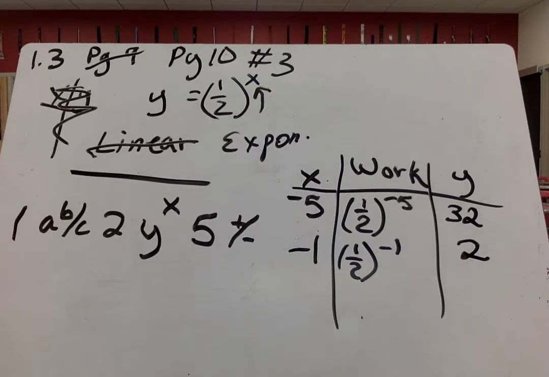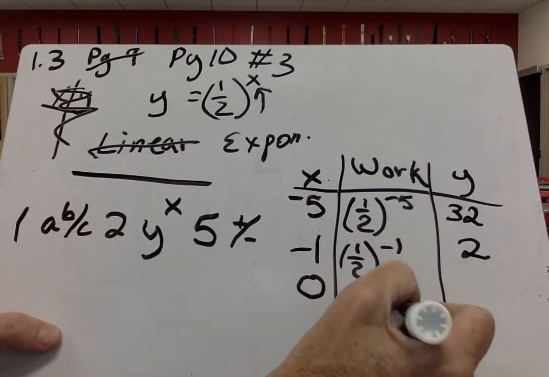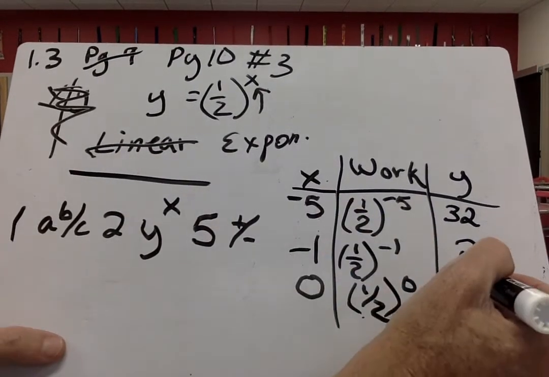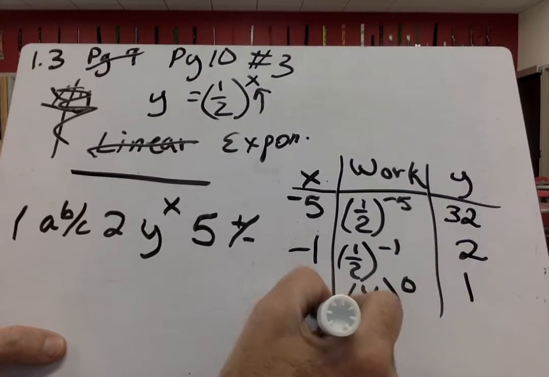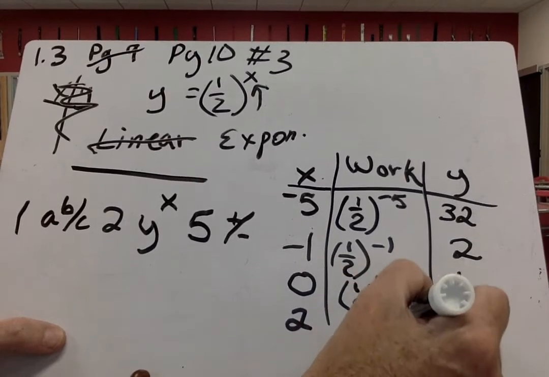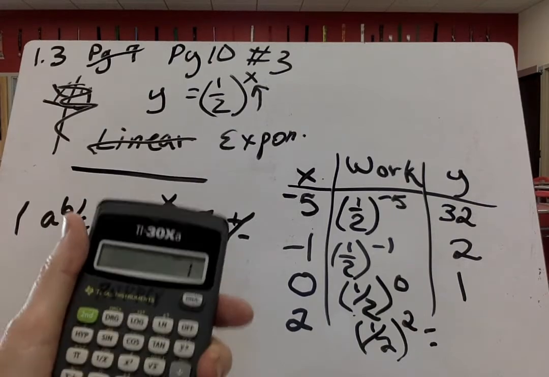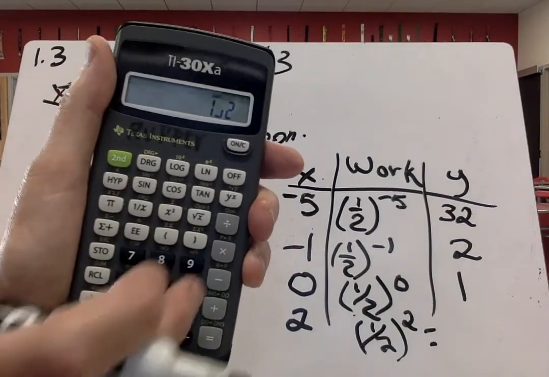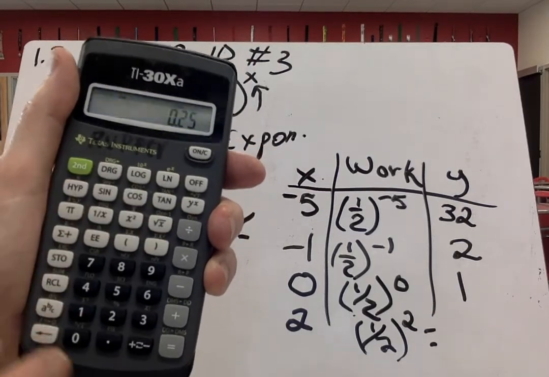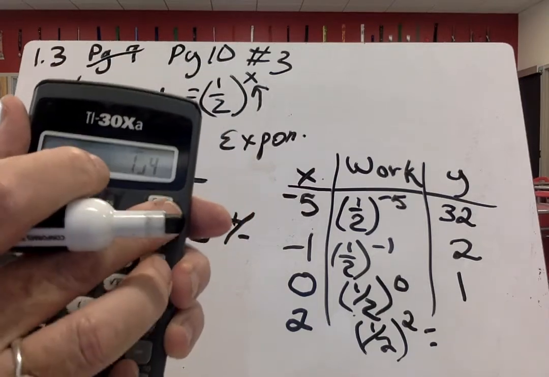Then I'm going to go ahead and do a couple of positive ones. At 0, 1/2 to the 0 power is actually 1. And then I'm going to jump to 2. So 1/2 to the 2nd power, and what do we get? So we go 1, A B/C, 2, y to the x, 2. 0.25, and if I want to change that from decimal to fraction, I do the 2nd and the arrow, and I get 1/4.